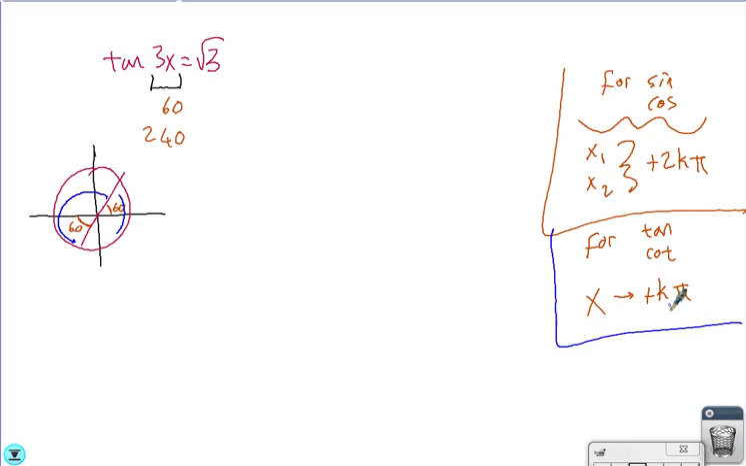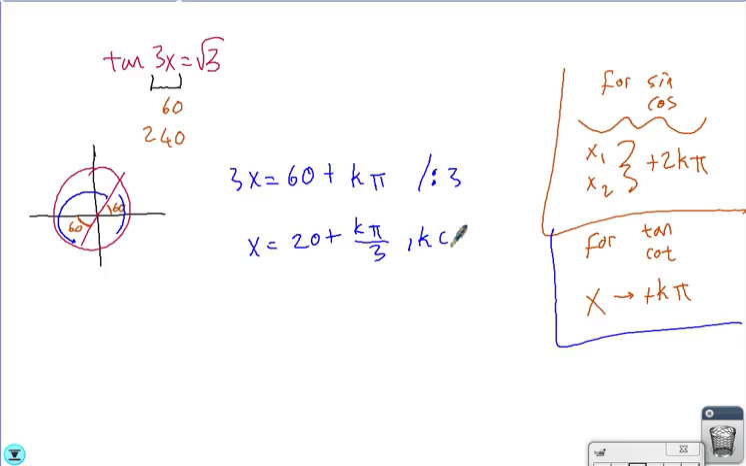So now, from the two angles, choose the smaller one, 60. 3x is equal to 60 plus k pi. We need a single x. What do we do? Division. Divide by 3, divide by 3, and divide by 3. So right now we have the single x. We can write that k needs to be an integer number.